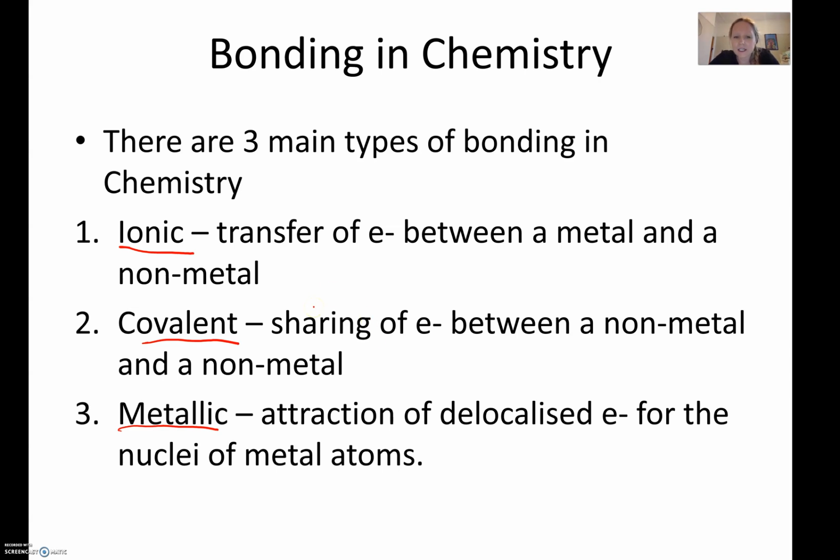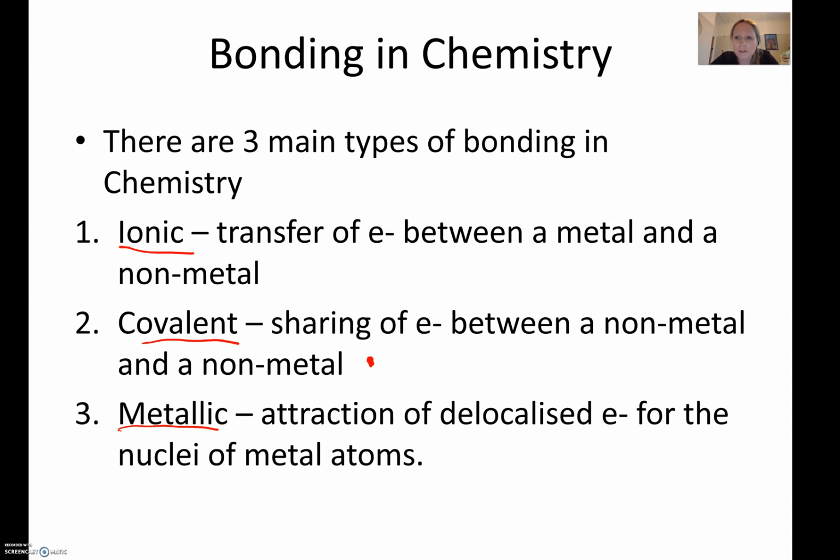Covalent bonding is another type of bonding, and that is the sharing of electrons between two non-metals, and we're going to talk a lot about this today. Just before we move on, I said every bond had an electrostatic attraction. The electrostatic attraction in a covalent bond is between the positive nuclei of each atom and those negative bonding electrons. And so that's what creates that covalent bond.